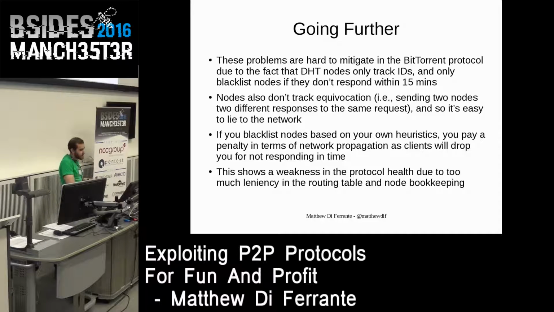So you can manipulate the routing tables of pretty much everybody, because none of them track equivocation. One of the problems is that the only health metric in the protocol specification itself is that if you don't respond within 15 minutes, you're a bad node, I'll drop you.